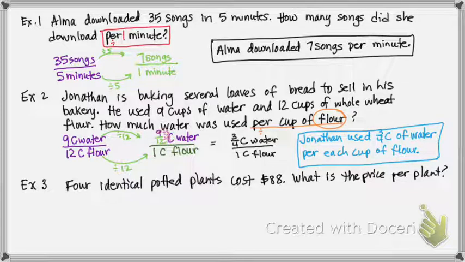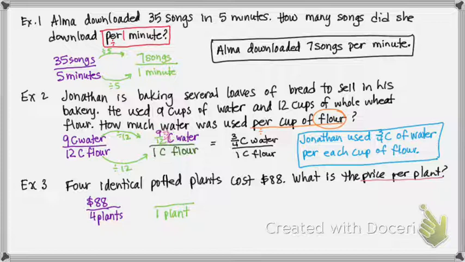It says price per plant. So we're going to put the price, the cost, on top. So that's the $88. And then we're going to put the number of plants on the bottom. And in the beginning it said there were 4. So we're going to say 4 plants. But remember what our goal is. Our goal is to get the denominator to be per plant. So that means 1 plant.